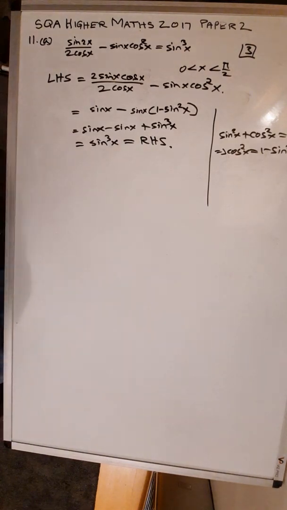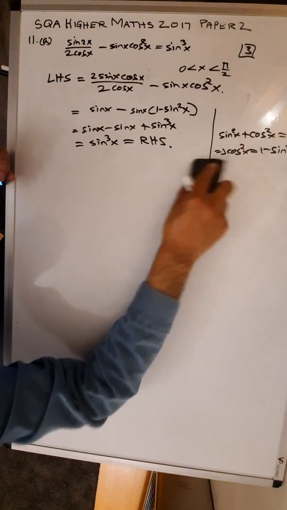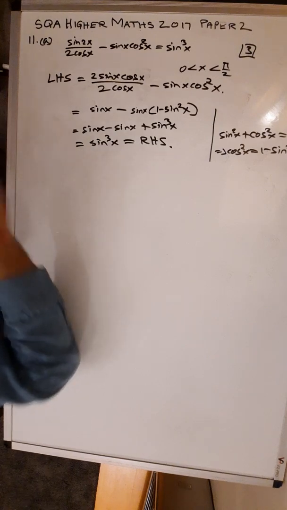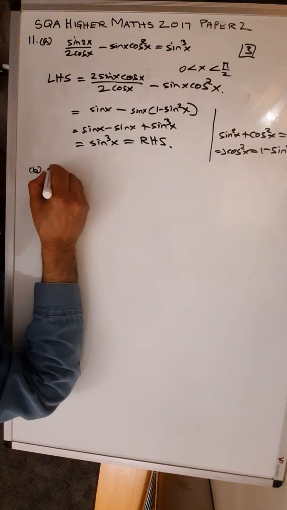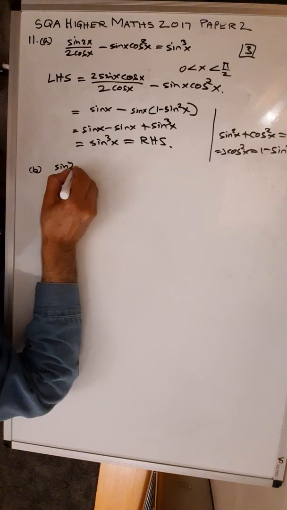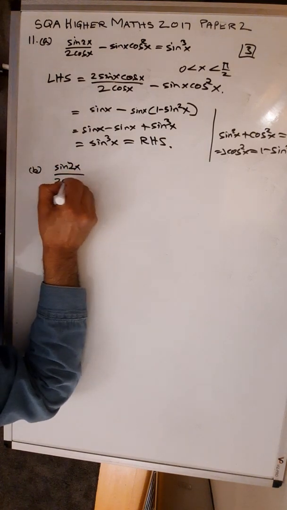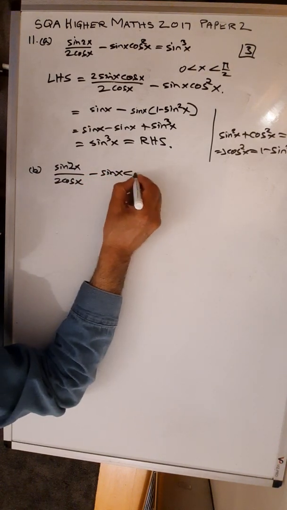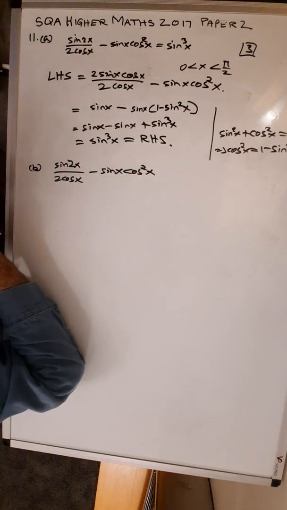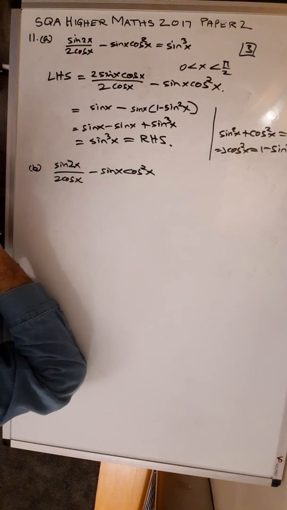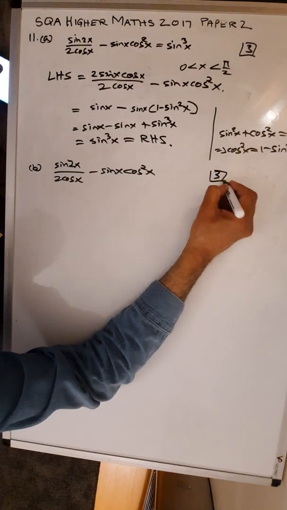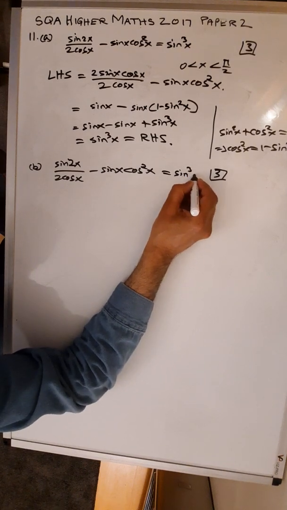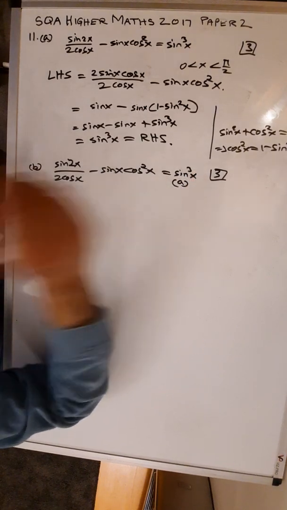Now part B. For part B, hence differentiate sin 2x over 2 cos x minus sin x cos squared x, and this again is for 3 marks. So you've already shown that this is equal to sin cubed x in part A. So this is what you're going to differentiate.